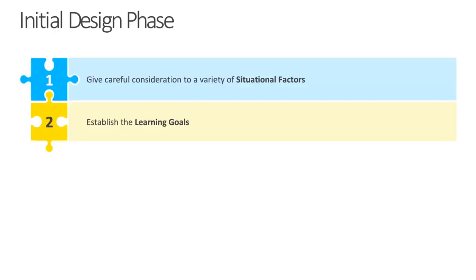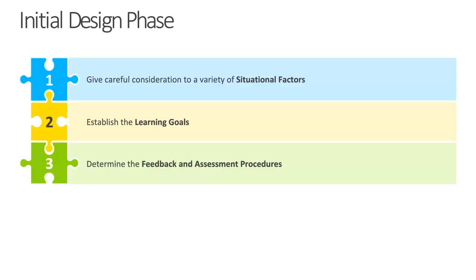Step 2. Learning goals. What do you want students to learn by the end of the course that will still be with them several years later? Step 3. Feedback and assessment procedures. What will students have to do to demonstrate that they have achieved the learning goals as identified in Step A?